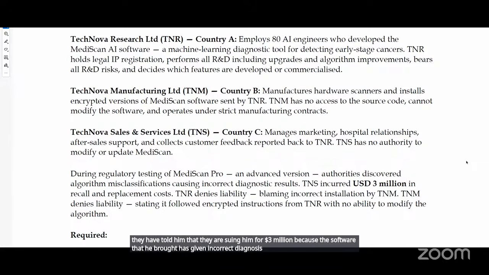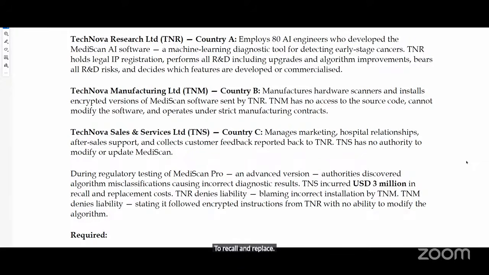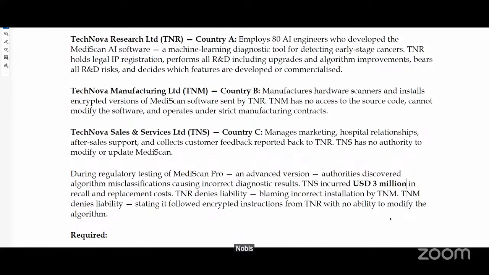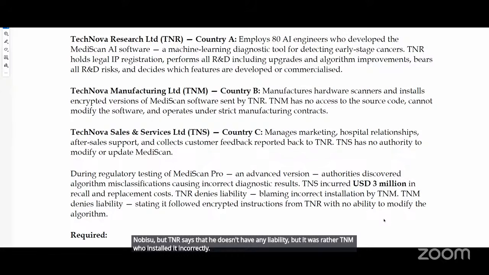Okay, so he's going to pay 3 million to recall and replace. That cost should actually be borne by TNR. Why? Because the software, none of them could do anything to it because it came directly from TNR. But TNR says that he doesn't have any liability, but it was rather TNM who installed it incorrectly. Would you believe this guy?